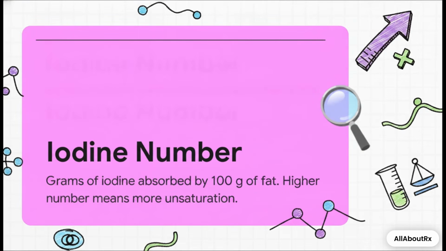Next up, let's talk about quantifying these fats. So for all the students out there cramming for exams, remember this. The iodine number is defined as the milligrams of KOH required to neutralize the fatty acids liberated from 1 gram of fat. Basically, a higher number directly indicates a higher degree of unsaturation in the fatty acid. The more double bonds present, the more halogens, like iodine, they can absorb.